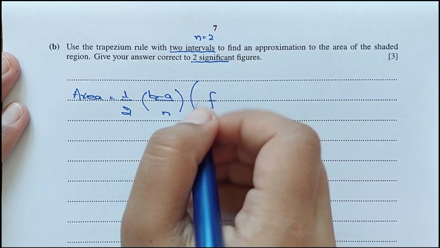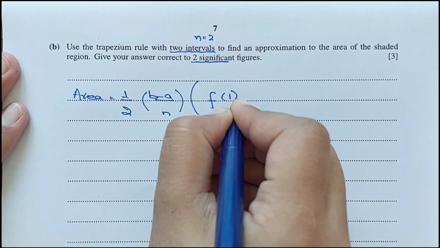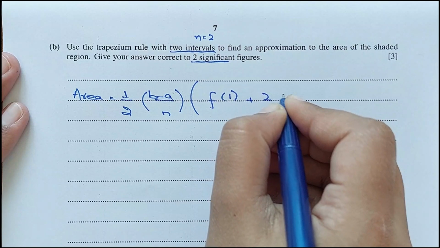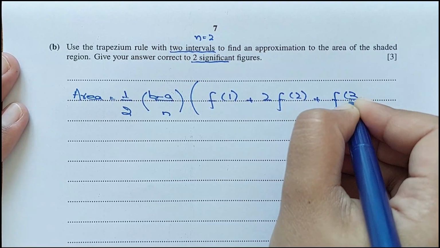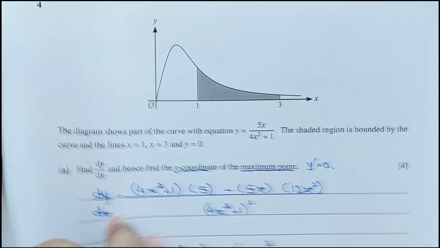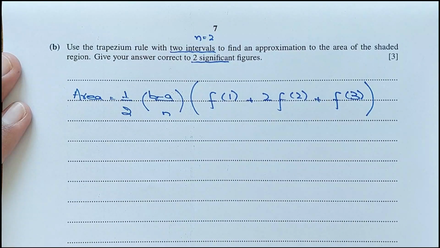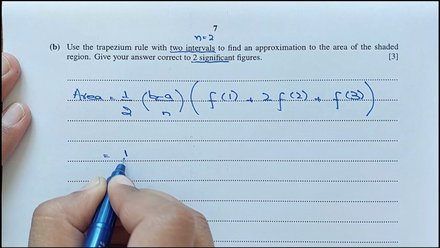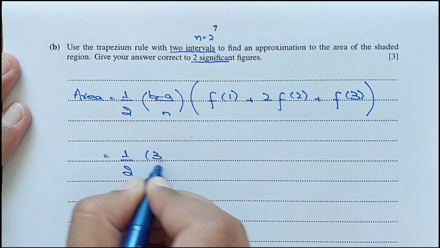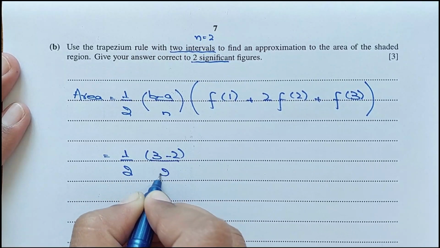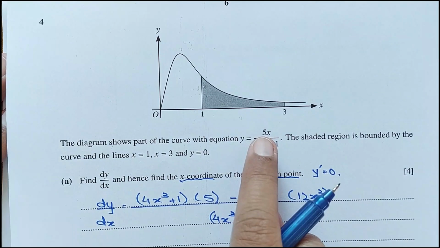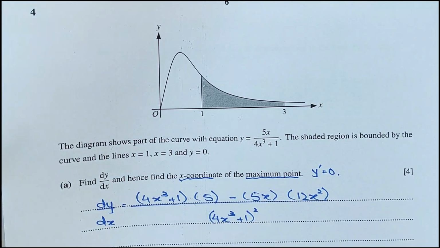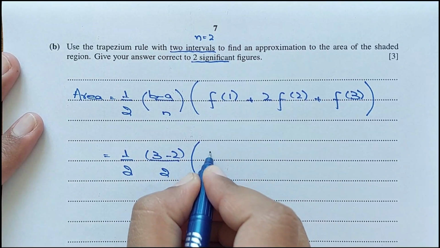The function value at 1 plus 2 times the function value at 2 plus the function value at 3, because the domain is the range we have given, the bounded area is 1 to 3, right? Okay, so we can say a is 1, b is 3, minus 2 divides 2. Okay, f of 1 is, we can just substitute 1, 5 over 4 plus 1, which is 5. 5 over 5 is just 1.